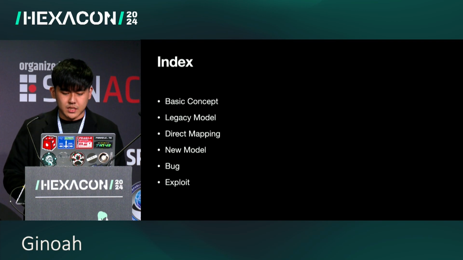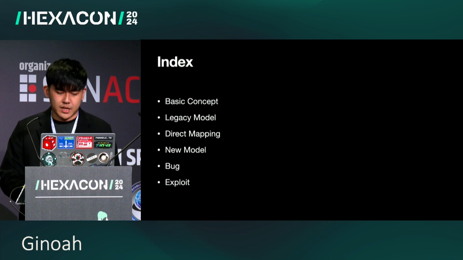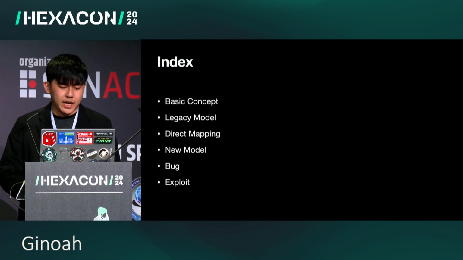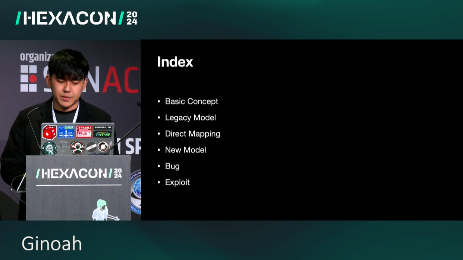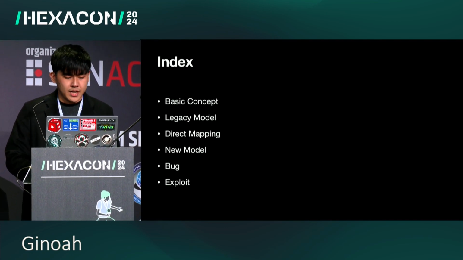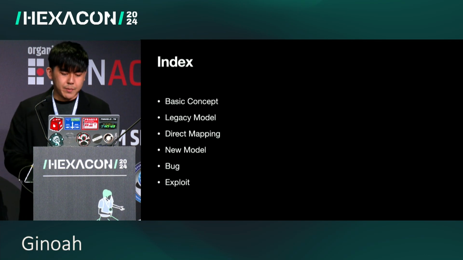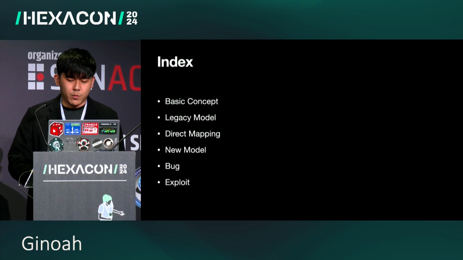We'll begin by discussing some basic concepts of Solana, then we dive into the legacy model, how validators load account data from the database, execute a program, and then commit the result back to the database. After that, we'll explore what direct mapping is and why it's important. We'll also look at how the new model changes after direct mapping is introduced. Finally, we'll talk about the bug and the exploits.